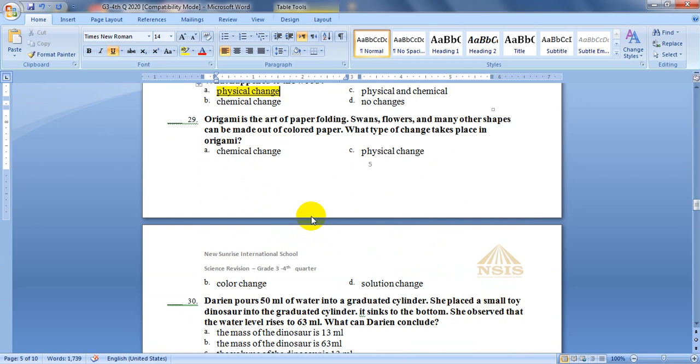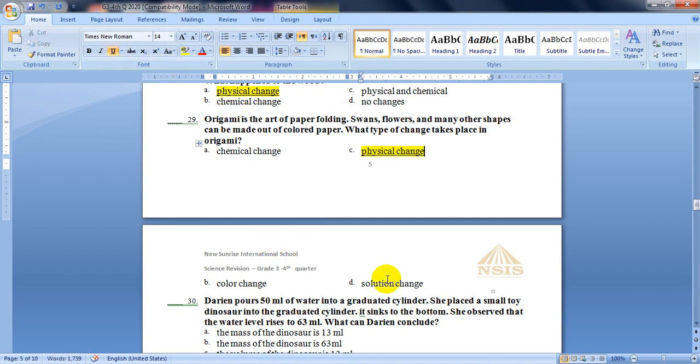The next question, 29. Origami is the art of paper folding. Swans, flowers, and many other shapes can be made out of colored paper. What type of change takes place in origami? Chemical change, color change, physical change, solution change. You use paper, folding it to form shapes. So, no new matter is formed. You only change its shape or even color, but you don't form new kind of matter. So here it's a physical change.